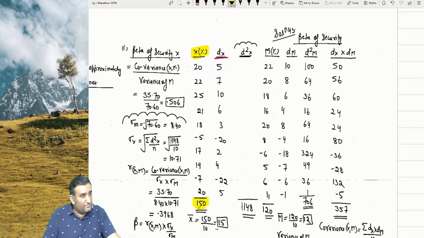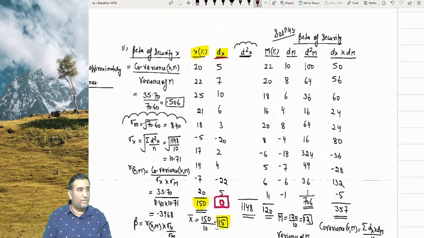Just keep looking up. X data is available in the question. Total is 150. You will find X bar is 15. Then you will find dx. Dx is nothing but 20 minus 15, 22 minus 15 and so on. What I need from you is, when you do it in the exam also, please make sure the sum of this should be equal to 0. 90% chance is there you will make a mistake at this level only. If this is not coming 0, do not go forward because all calculations going forward would be wrong. That is how the chapter becomes difficult.